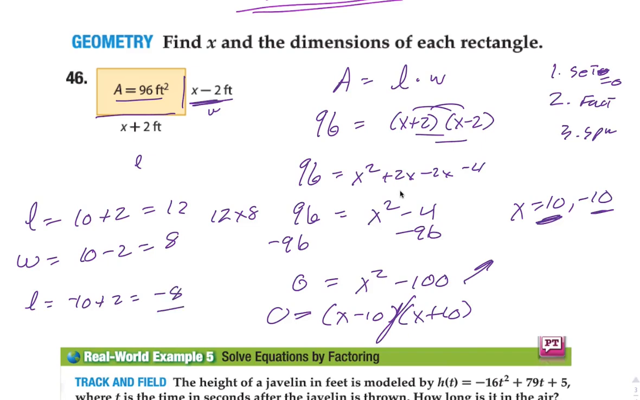I get negative 8. I can't have a negative length. So that one actually doesn't work at all. So I can't have a negative length of a rectangle. So my answer is only x is 10, and my dimensions are 12 by 8, or 8 by 12.